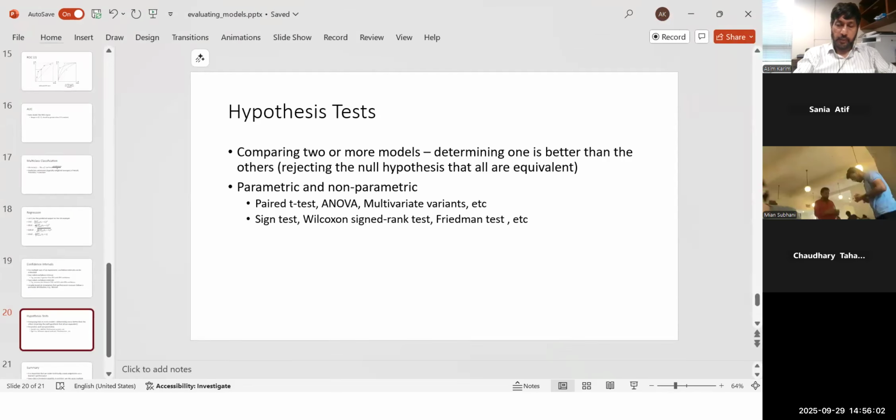So I have given some of these measures in these slides. I will share them later. I don't think I will go over them in detail.